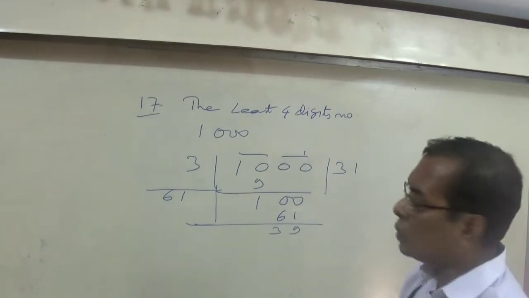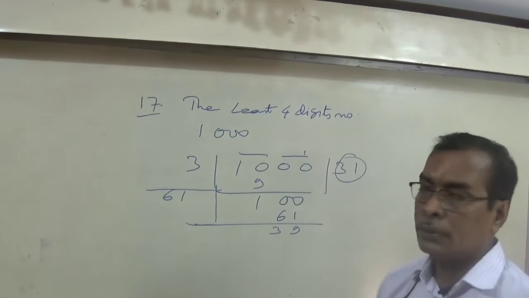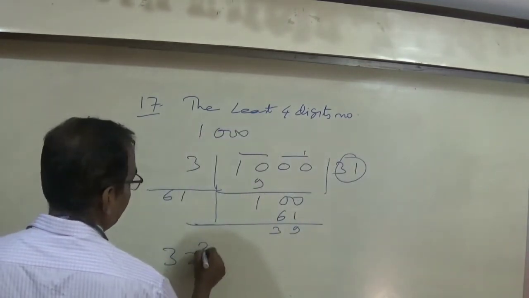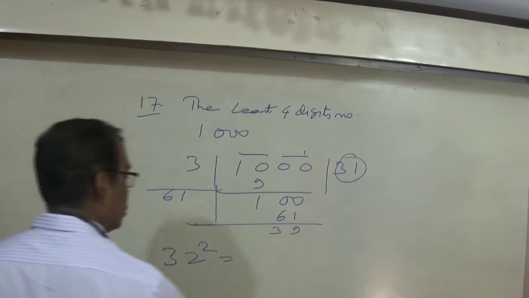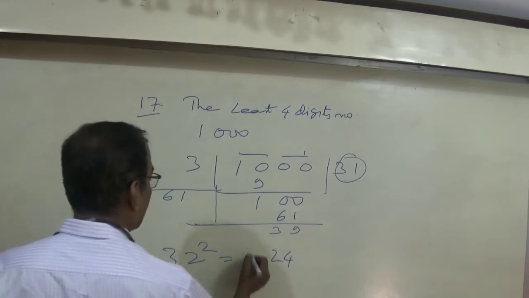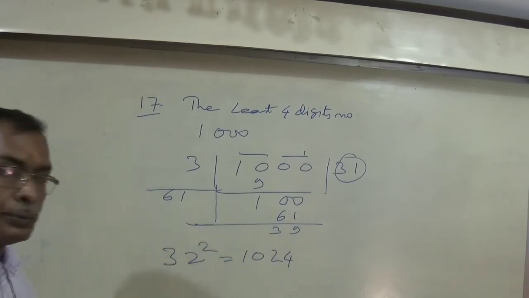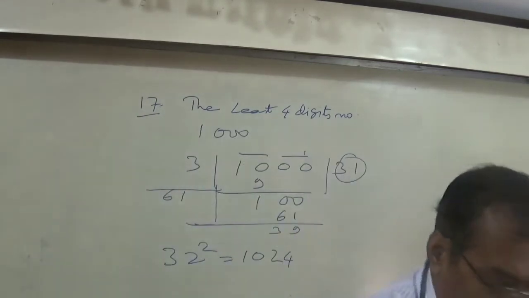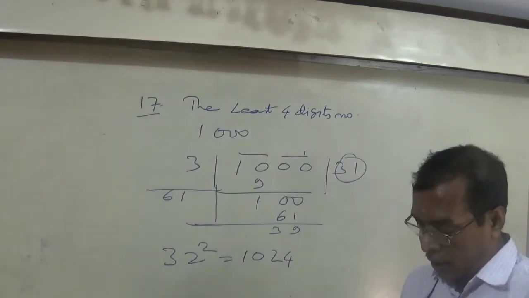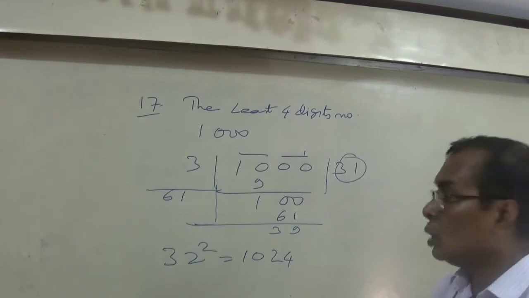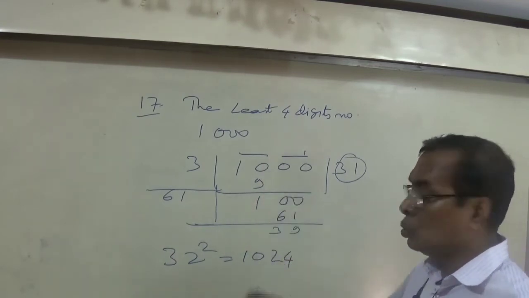For additions, what will you have to do? What is the number here? 31. Take one more, that is, find the square of 32. Square of 32: 2 2s are 4, 3 2s are 6, 6 2s 12, carry 1, 3 3s are 9, plus 1 is 10, so 1024. Let me check, I have taken it orally only, and I will tell you how orally you can take the calculations. It is correct, 1024.